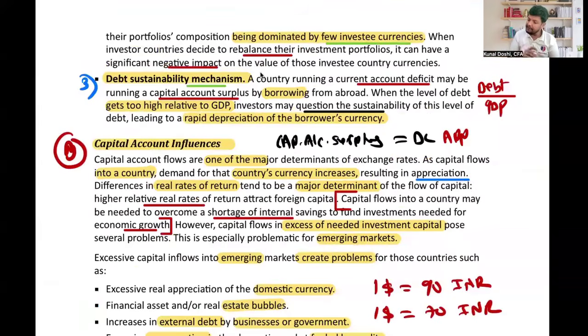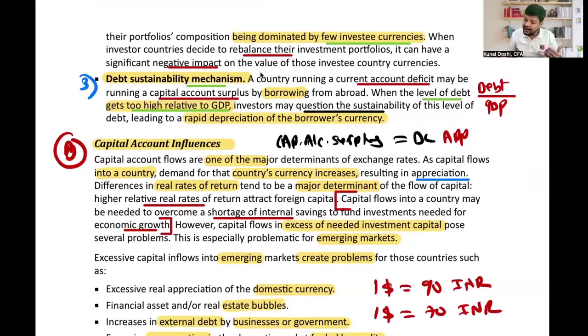The debt sustainability mechanism is that a country which has a very high current deficit, or whose debt to GDP ratio is substantially high, will find it difficult to borrow. So here we need to check the level of debt and how high it is compared to the GDP, because if it is not sustainable, the currency will go on a complete downfall, a huge depreciation will happen. So currency can be badly affected by these factors.